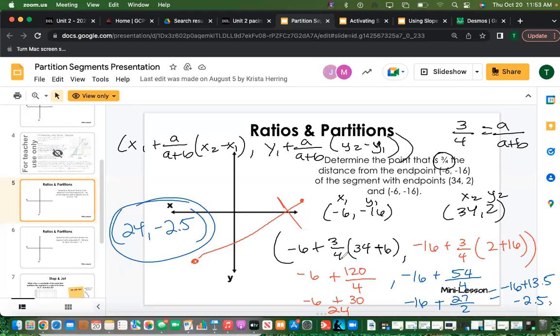Could you have found that on a graph? Maybe, but probably not; you're probably not going to be exact. Like we were talking about earlier, we are going from the beginning of this line segment, right here, to the end of this line segment, right here. Keep this in mind: this is 34 comma 2, and this is negative 6 comma negative 16. I want to go 3/4 of the way from the starting point to the finishing point. That is the point 24 comma negative 2.5, which is roughly right in here somewhere.